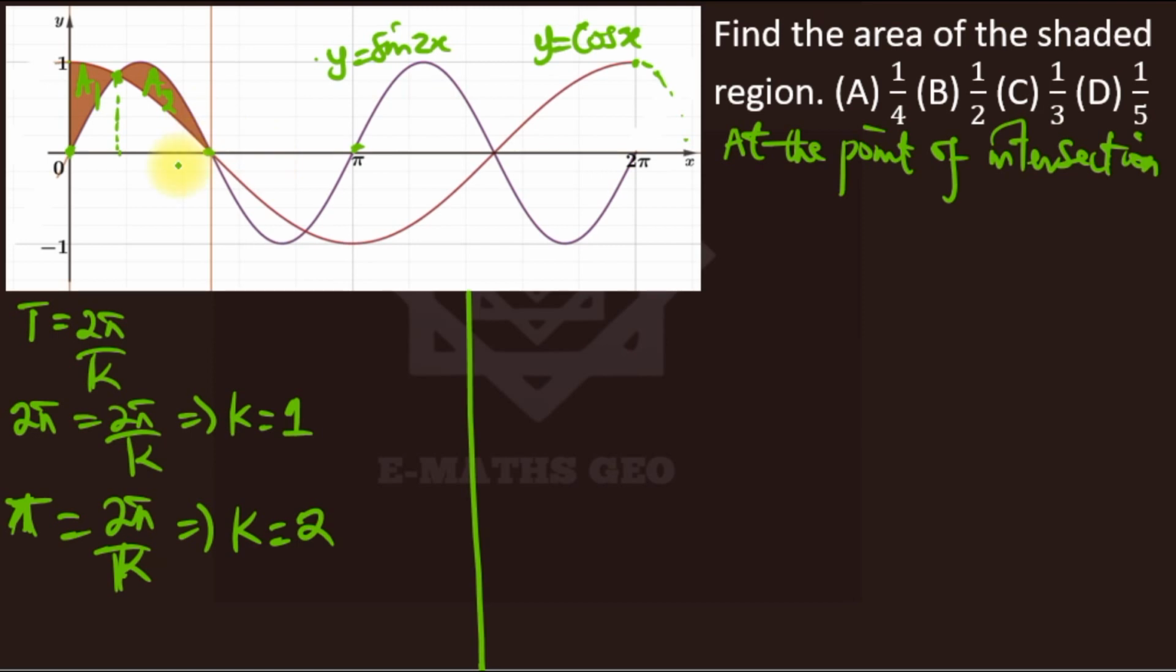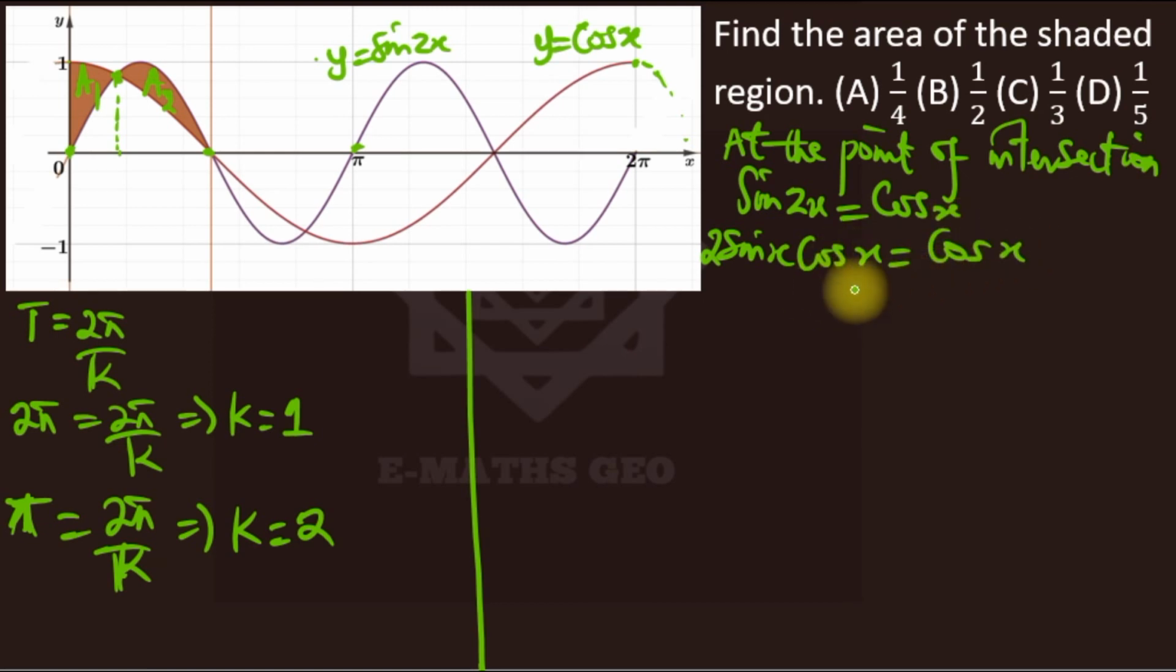you equate the two functions, that is, sin 2x equals cos x. From our double angle identity, sin 2x is 2 sin x cos x, which is equal to cos x. So we move cos x to the left-hand side. We have 2 sin x cos x minus cos x equal to 0.